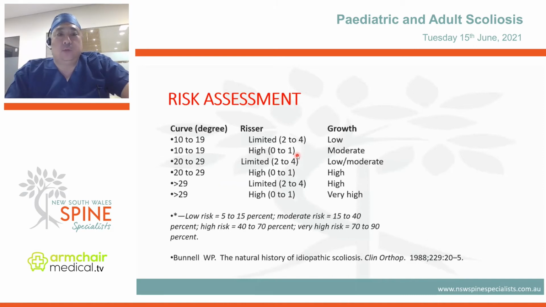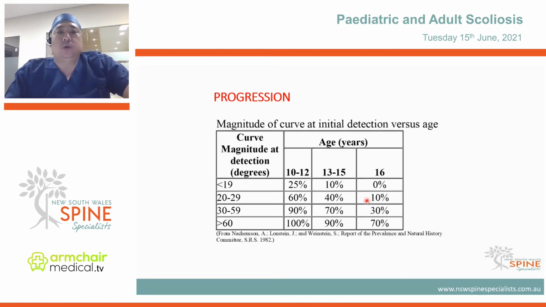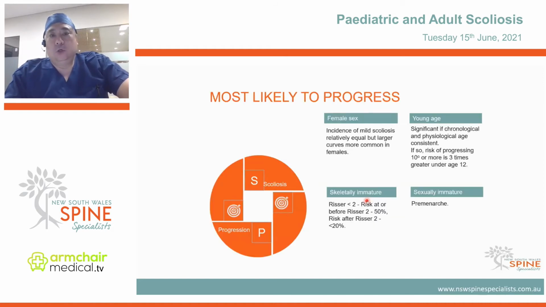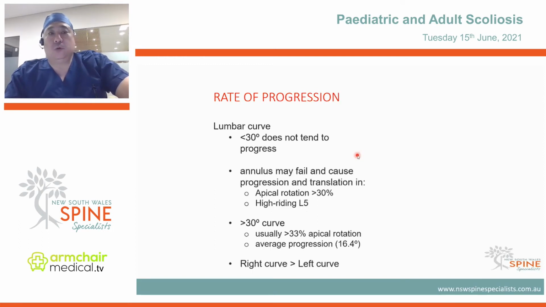And why do we spend all this time trying to estimate the patient's growth? It basically comes down to risk of progression. The larger the curve and the higher the risk of growth, such as a Risser sign of 0 or 1, even a mild curve would have a much greater risk of the curve progressing. So why do we want to know that? We want to know that because we are now thinking of what we can do to treat the patient. So if a patient is skeletally immature, premenarchal, has a small Risser sign, and is female, the rate of progression is much greater compared to a more skeletally mature patient.